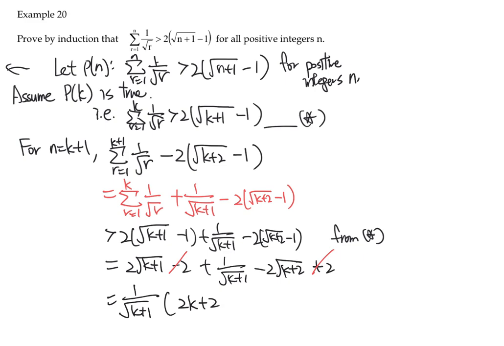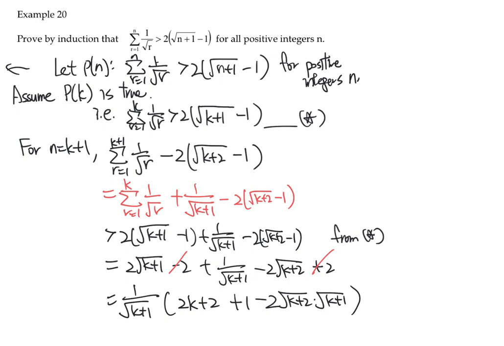Because we take out the square root k plus 1, that is k plus 1 square root and then square, that actually is k plus 1, and multiply by 2, that is 2k plus 2, and then this one becomes 1, and then for the next part, that is 2 square root k plus 2 times square root k plus 1. Okay, that's the situation now.